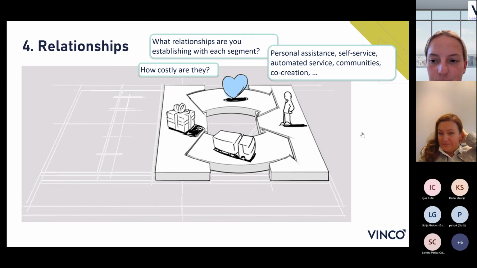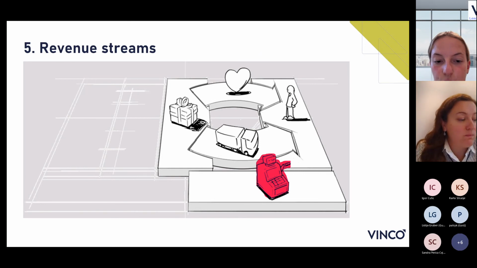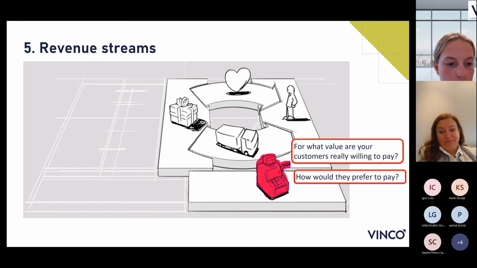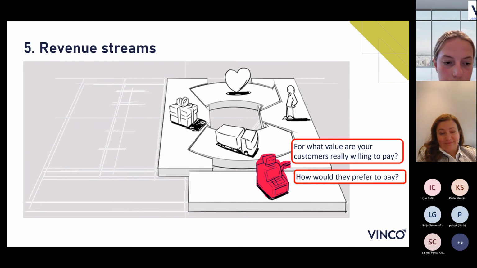Okay, moving on. The revenues, of course. They represent the cash a company generates from each customer segment. So your company must ask itself for what value each customer segment is truly willing to pay. If you successfully answer that question, that allows your firm to generate one or more revenue streams from each customer segment. So here the questions are: for what value are your customers really willing to pay? How would they prefer to pay?